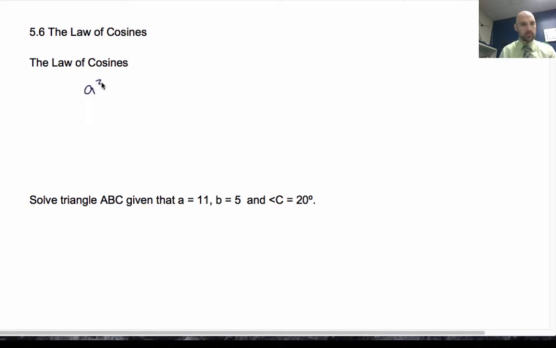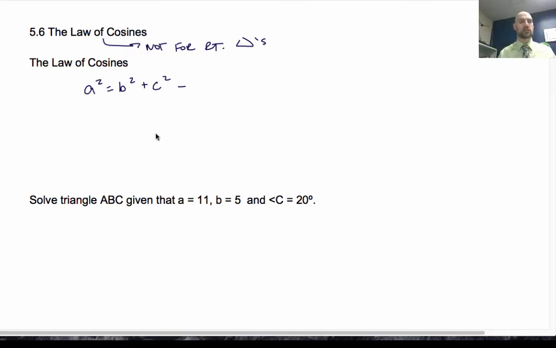It's a variation of the Pythagorean theorem. So this is the Pythagorean theorem: a squared equals b squared plus c squared. Kind of, right? But we need to account for the fact that these are not right triangles. So this is not for right triangles. We're not solving right triangles in these. The cool part about the law of cosines is we can use it to solve other triangles that the law of sines can't help us solve.